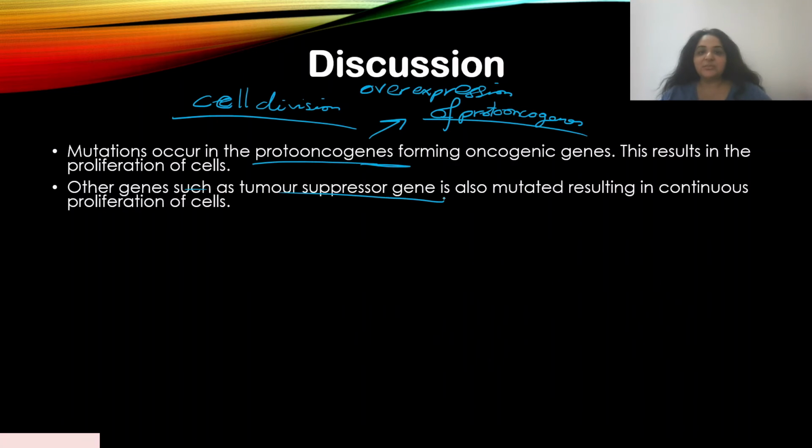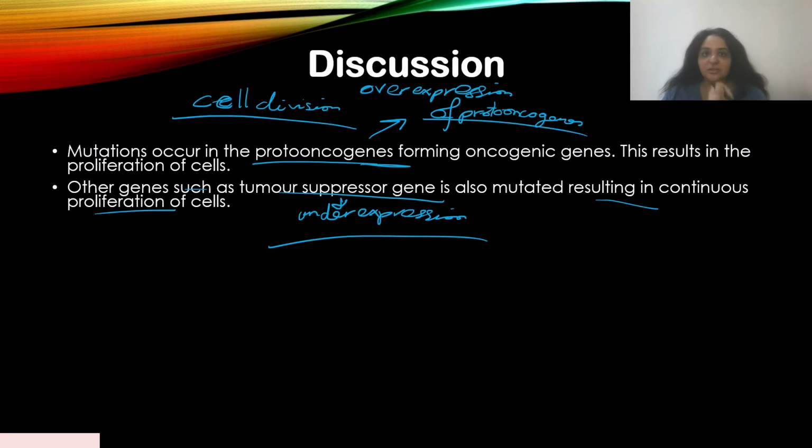Other genes such as the tumor suppressor gene can also be mutated, resulting in continuous proliferation of cells. That means suppression is not happening. That means there's under expression of this gene. Proto-oncogenes convert into oncogenic genes and just keep dividing continuously. But the tumor suppressor gene normally stops the division, and now there's under expression of it because a mutation has happened in the tumor suppressor gene. So it will not stop it. What happens? There's overexpression of proto-oncogenes and under expression of the tumor suppressor gene.